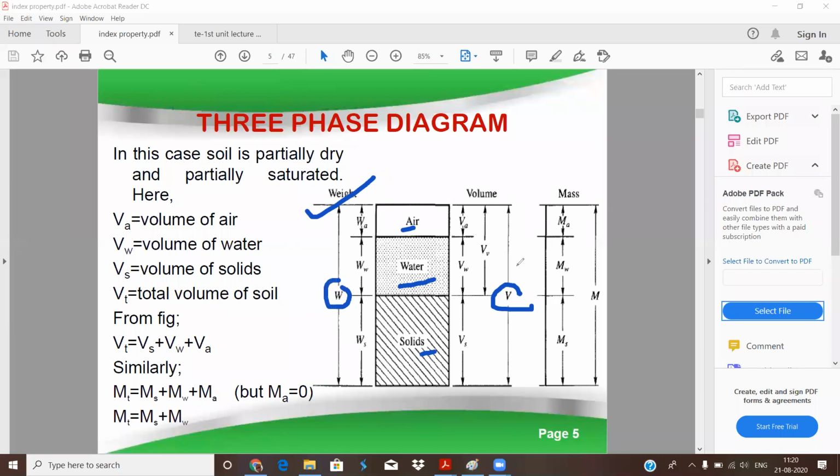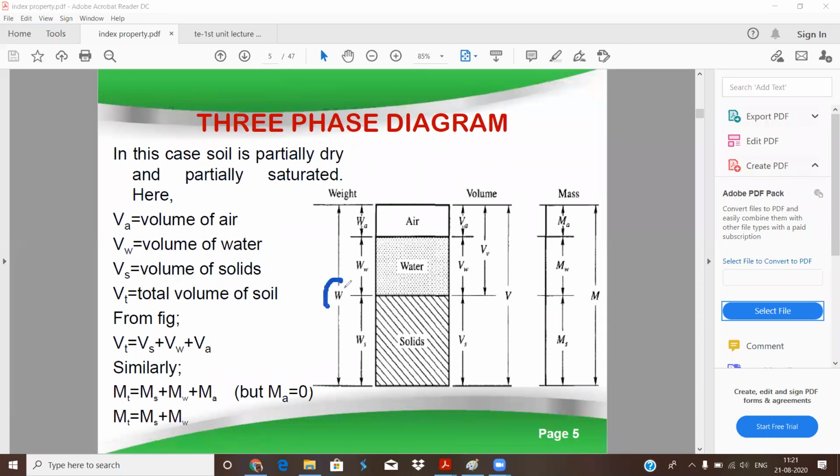This is the total volume of soil. In the total volume of soil, we have the volume of solids. Between solid particles we have voids, that means the volume of voids. In the volume of voids, we have the volume of air and the volume of water. Once again, in any soil we have solids, in between solids we have voids, and in between voids we may have air or water. That's why the parameters are divided in this way.